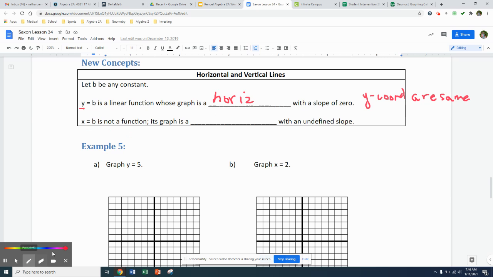And then x equals b is going to be a vertical line with an undefined slope. And here, all your x coordinates are the same.